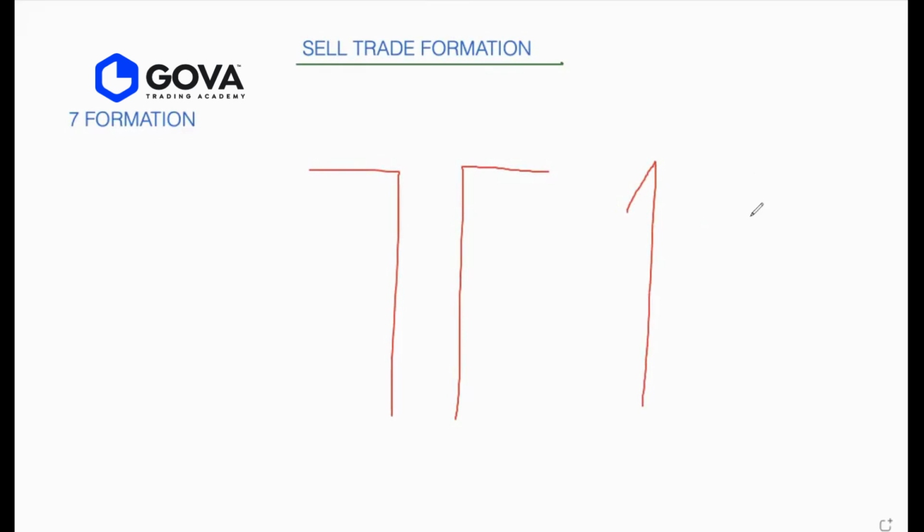Now, here's an example of what I mean by number 7. Remember, number 7 is like this. What if we have it inverted? It can be inverted like this. What if we have it like this? It can also be like this. Okay? So here's an example of what I'm talking about.